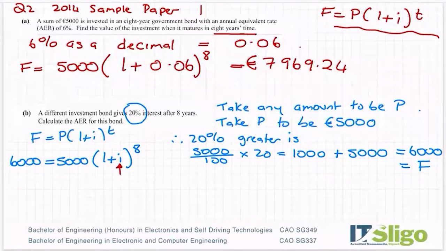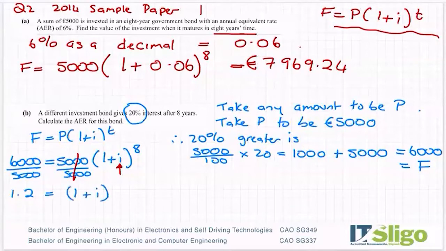So I need to strip away from this side so that I get that I on its own. So the first thing I do is divide across by 5,000 to get rid of the 5,000. And 6,000 over 5,000 is 1.2, is equal to 1 plus I to the power of 8. How do I get rid of 8 here?